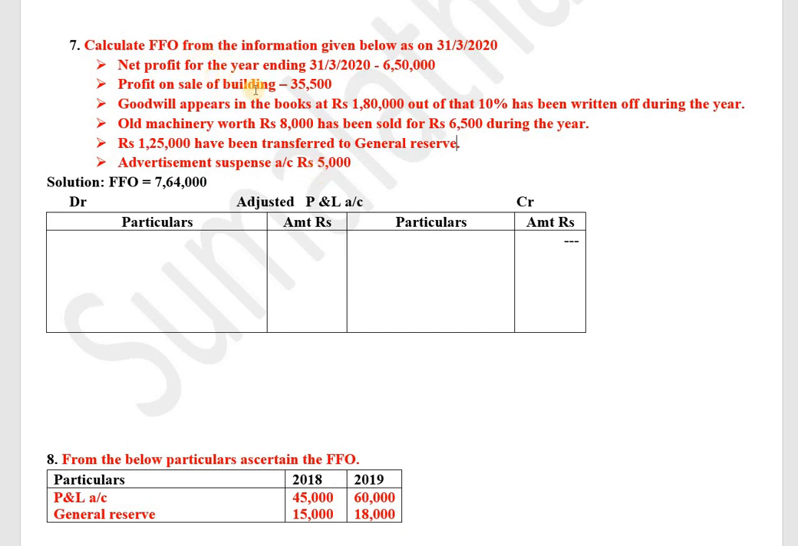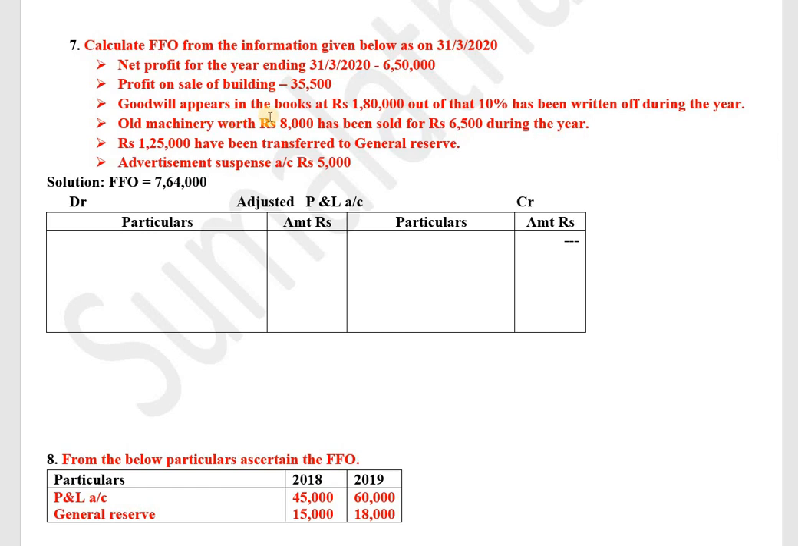Net profit of the year ending is given. So that will be your closing balance, which comes on the debit side. ಇಲ್ಲಿ ನೋಡಿದ್ರೆ ಡೆಬಿಟ್ ಸೈಡ್ ಬಂದಿದೆ, ಬಟ್ ಇಲ್ಲಿ ಓಪನಿಂಗ್ ಬ್ಯಾಲೆನ್ಸ್ ಕೊಡ್ಲಿಲ್ಲ. ಓಪನಿಂಗ್ ಬ್ಯಾಲೆನ್ಸ್ ರಿಮೈನ್ಸ್ ನಿಲ್. Profit on sale of building, profit again it is credit.